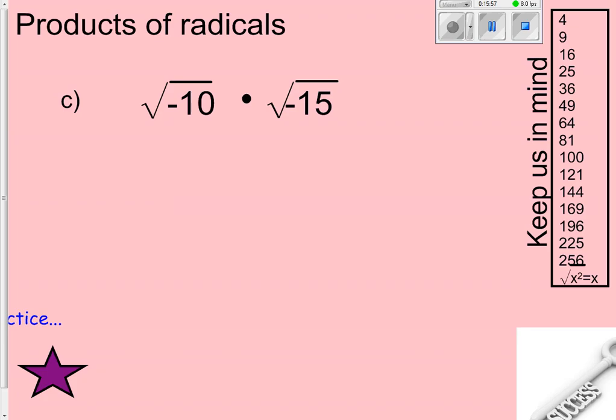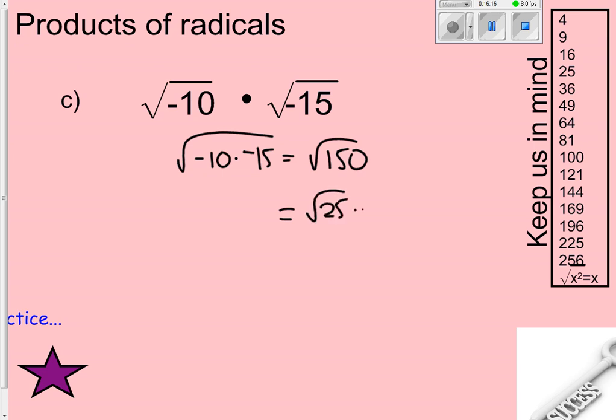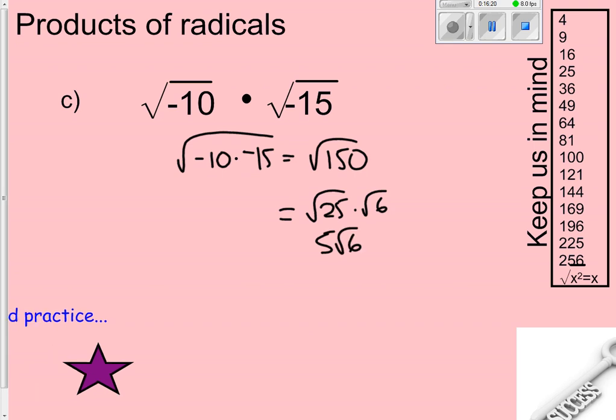So product of radicals. Same rules apply. I can put these underneath each other. If I multiply these together, I get a positive 150. Now my life is easy. I can break that apart into 25 times 6, so my answer just becomes 5 square root of 6.